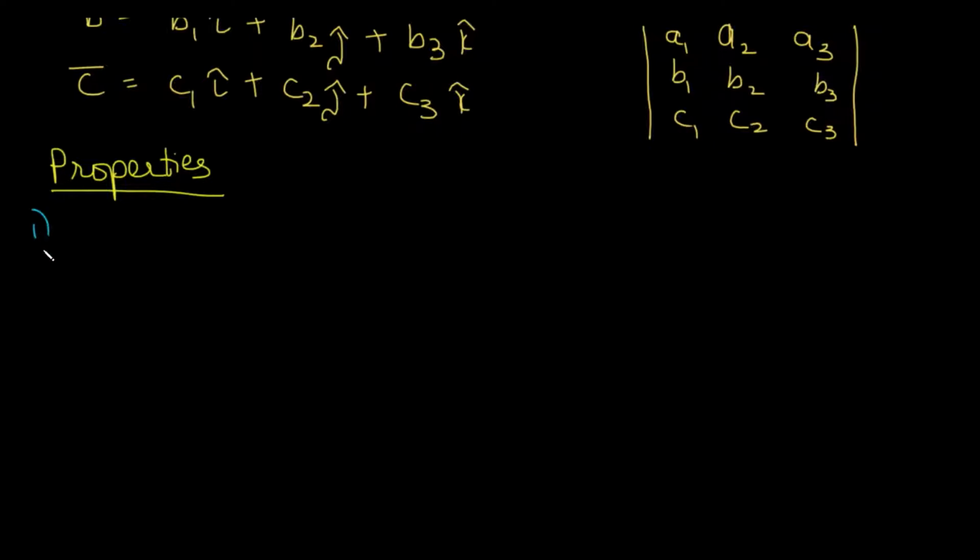So the first property, property 1: suppose we have box ABC. Now suppose we interchange the positions of all the three vectors. See here the order is very important. Order in the case of box product is very important. So suppose we change the order over here. Suppose we write it as CAB. We bring C this side and A goes here. That means the order of all the three vectors is changed. And similarly, B goes here. So in this case, we get C, A, B.